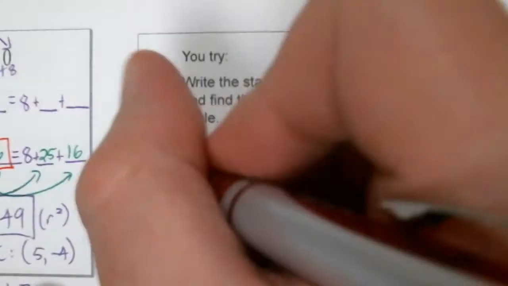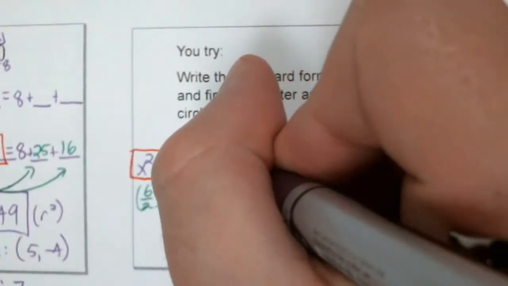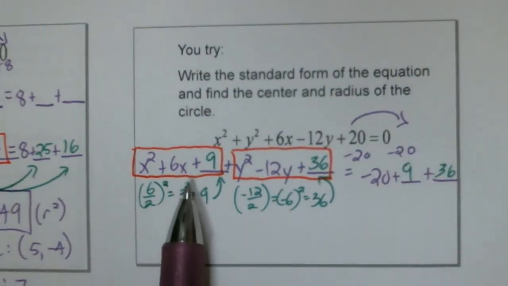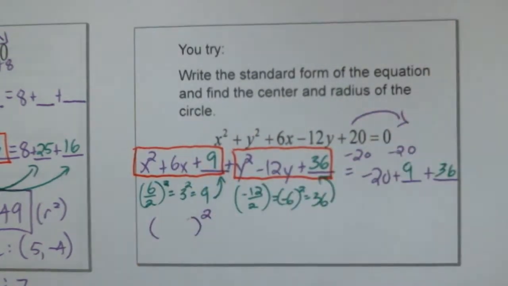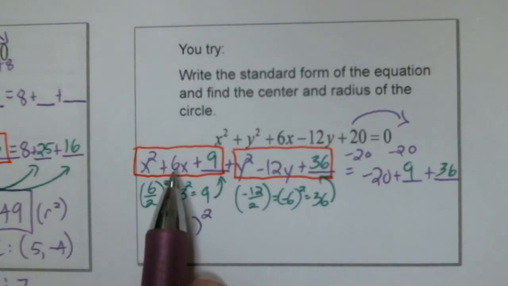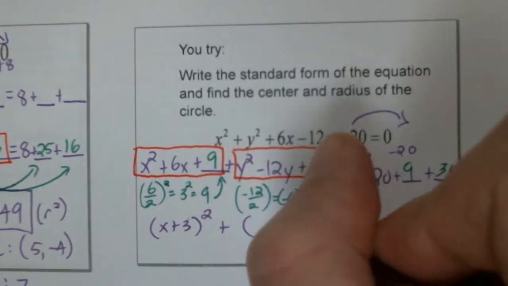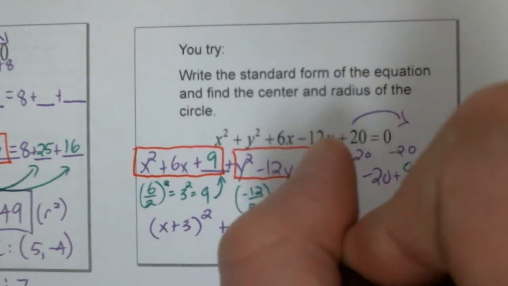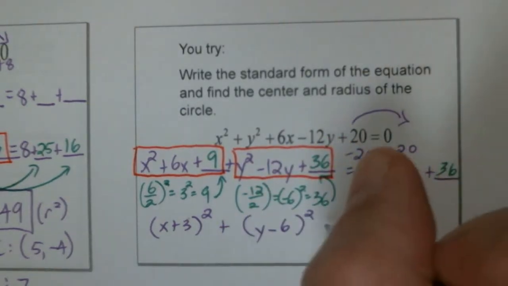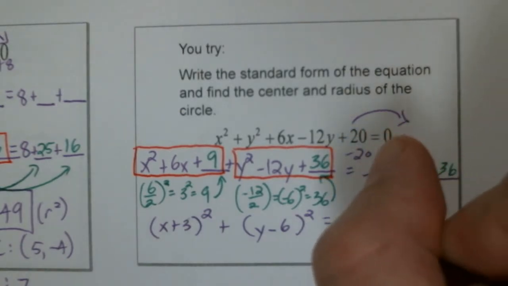Now I'm ready to factor my perfect square trinomial for both the x's and the y's. That's going to be a plus right there. So how does the red box factor? Go ahead and write down your parentheses squared piece. To figure out what goes in that, it's going to be half of that number. Half of 6 is 3, so it'll be x plus 3. Plus parentheses squared, half of the b term. Half of negative 12 is negative 6, so that'll be a y minus 6. And then on the right, I just combine my like terms. Negative 20 plus 9 plus 36 gives me a 25.